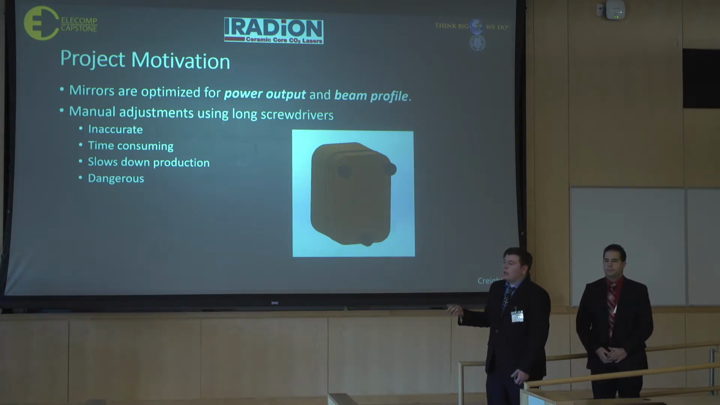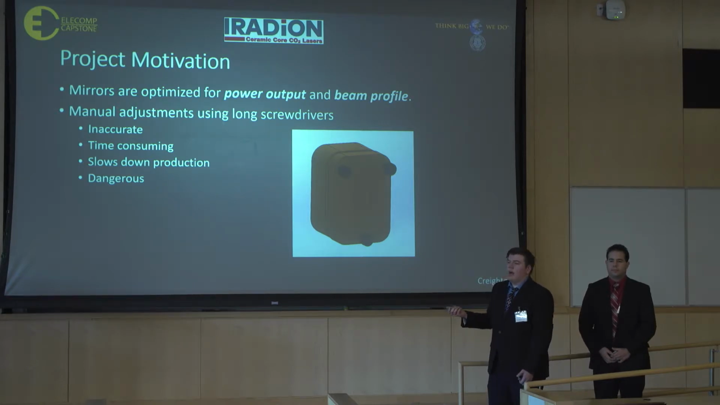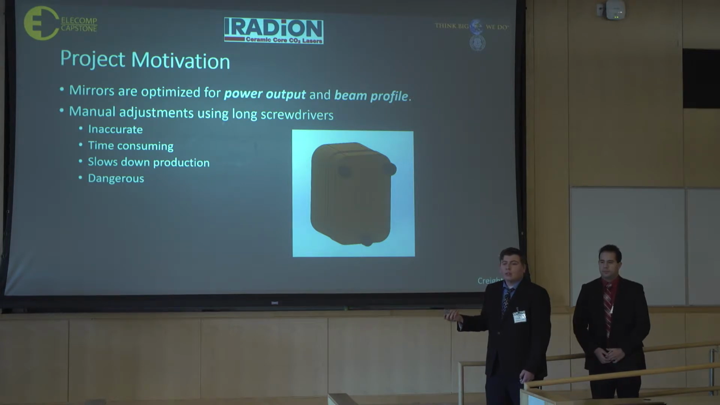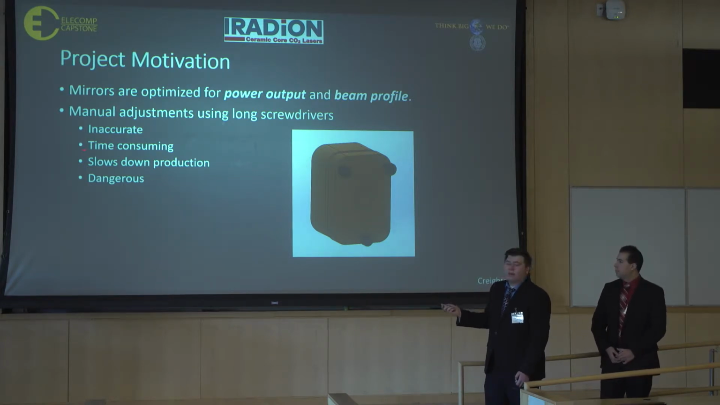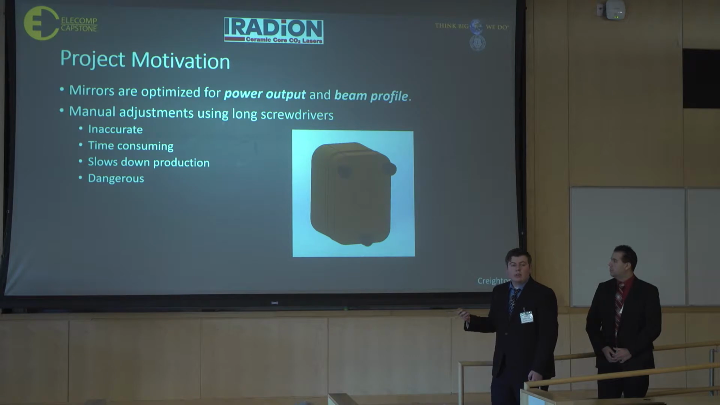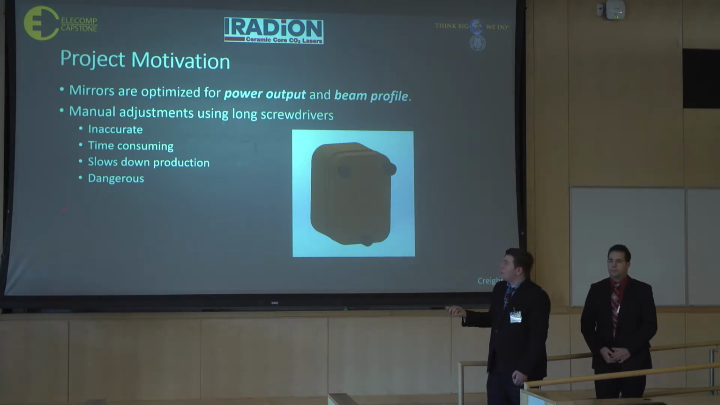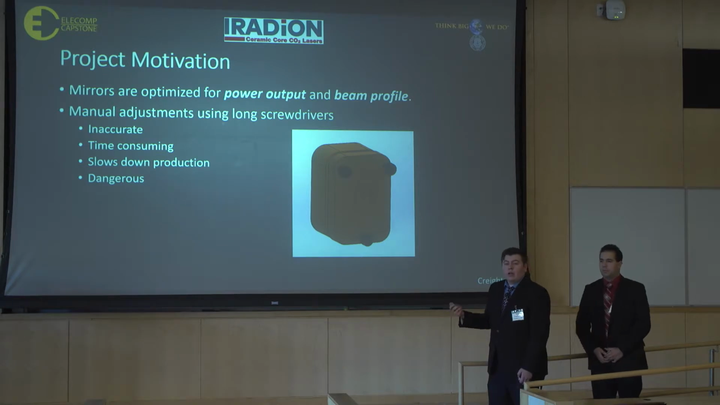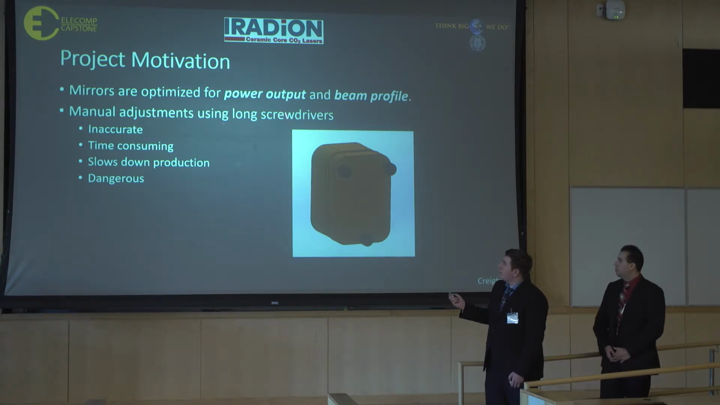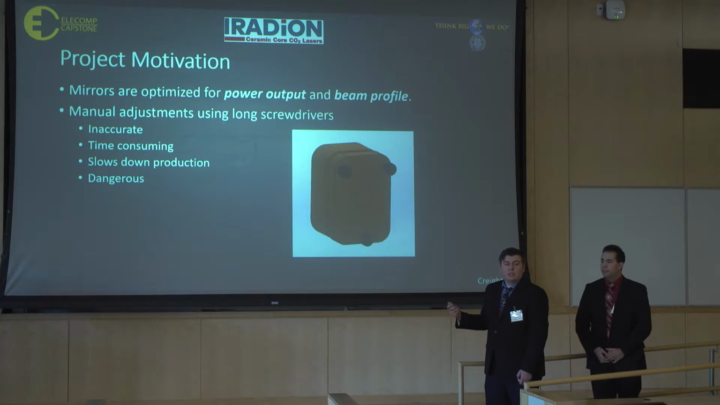beam. Currently, these characteristics are tuned by hand, and in order to get to the values required, these need to be very precise. Turning currently is inaccurate, which means it's time-consuming, taking upwards of 8 hours for engineers to be able to properly tune these lasers. This, in turn, slows down production. Also, in order to calculate these characteristics, the laser needs to be on, which is incredibly dangerous.